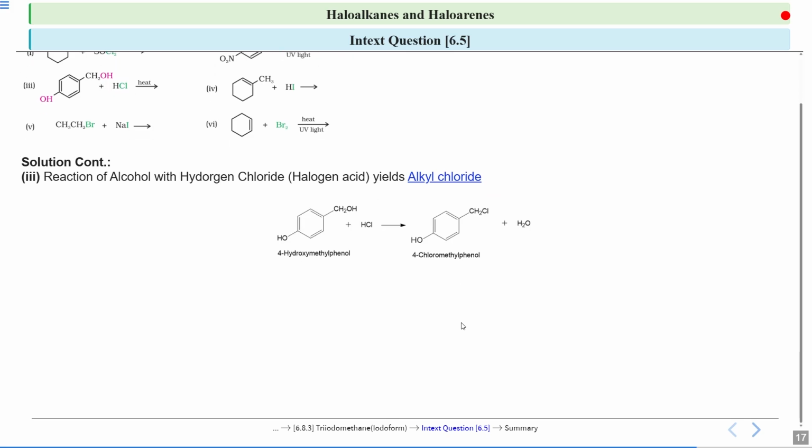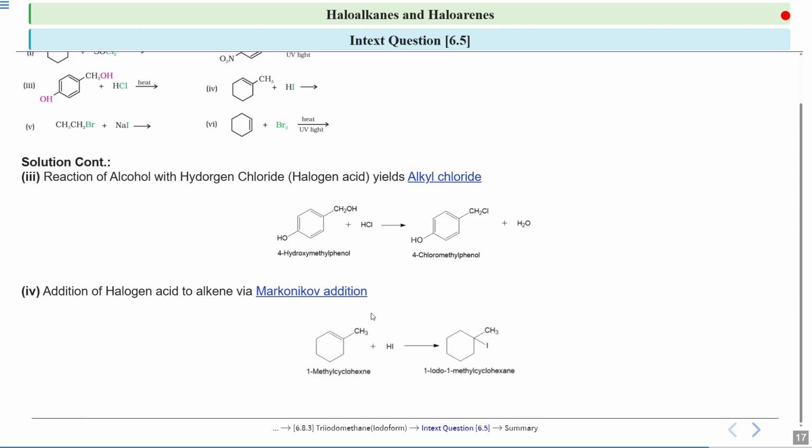Now if you see the fourth reaction, which is addition of a halogen acid, again hydrogen iodide, to an alkene, it will proceed via Markovnikov addition rule. So in the alkene we are adding a halogen acid, which here is hydrogen iodide. This is your 1-methylcyclohexene, and it is reacting with the halogen acid hydrogen iodide. So what will happen? This reaction will follow the Markovnikov addition rule.